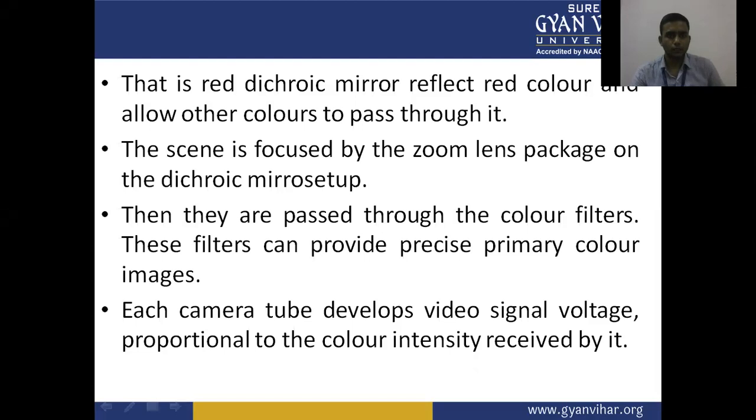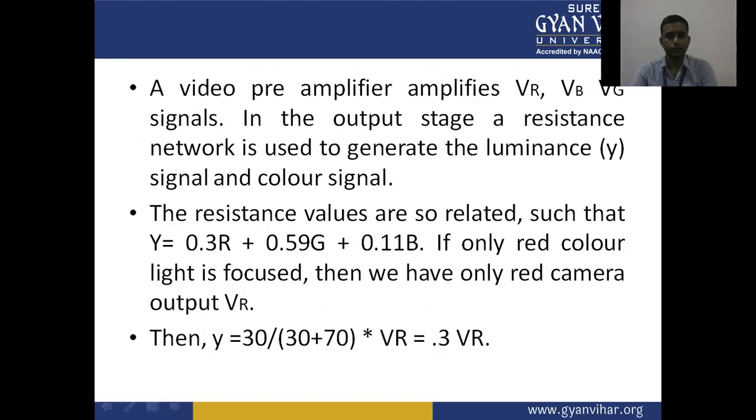The scene is focused by the zoom lens package on the dichroic mirror setup, and the light is passed through the color filters. These filters can provide precise primary color images. Each camera tube develops a video signal voltage proportional to the color intensity received by it. A video preamplifier amplifies the VR, VG, VB, red, green, and blue signals.